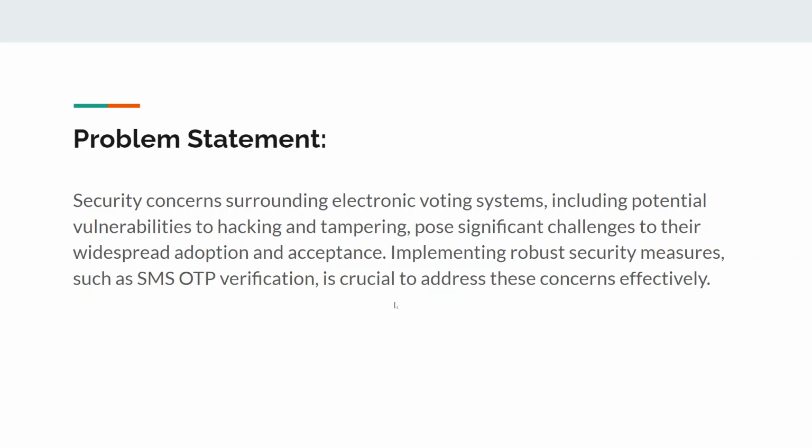Sometimes there are security concerns surrounding the electronic voting system, which include the potential vulnerability. Like sometimes we can see news very popular in India, like the EVM is going to be hacked. We can just resolve this problem. And what is the solution here?